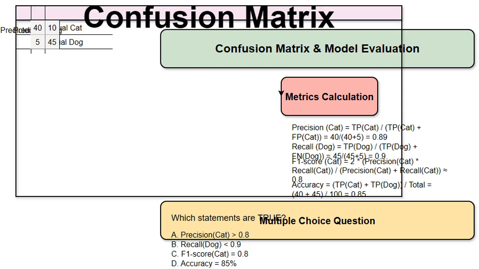I'm specifically focusing on a 2x2 matrix, because it's classifying images into 2 categories, cats and dogs. Each cell represents a combination of the model's prediction and the actual class.